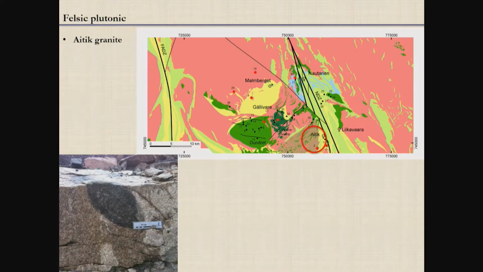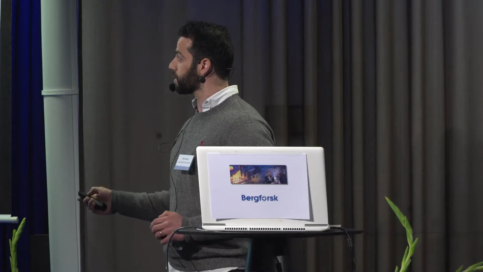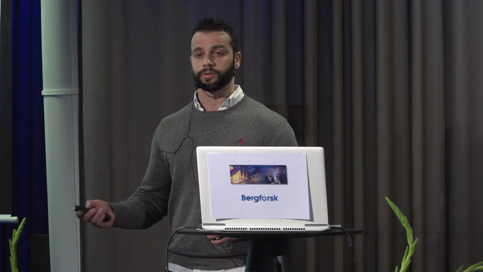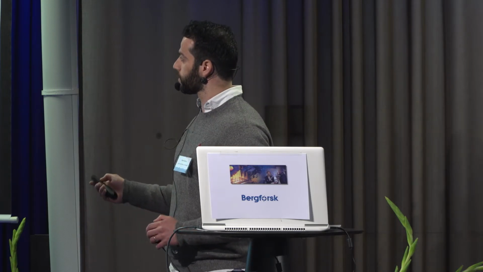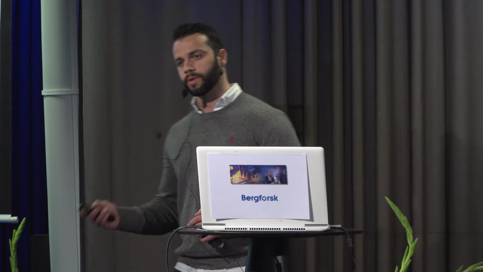We have felsic plutonic rocks. Before our investigations, not much was known about the felsic plutonic rocks. The idea was that we have one type of rock, and as you can see in this geological map, which is based on SGU data, most of the stuff is pink, but that's not really the case, and we need to look more at that.